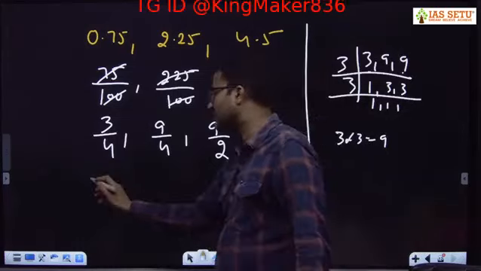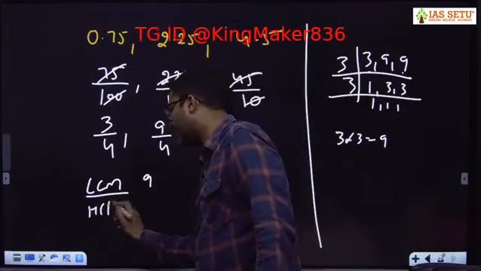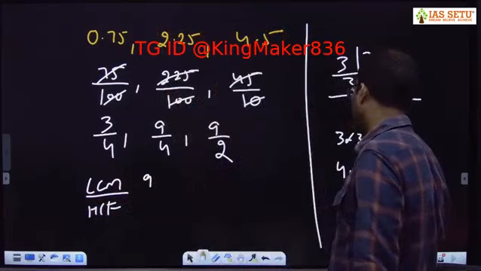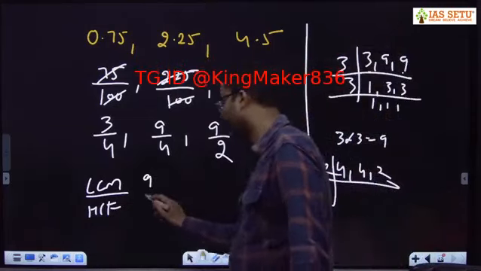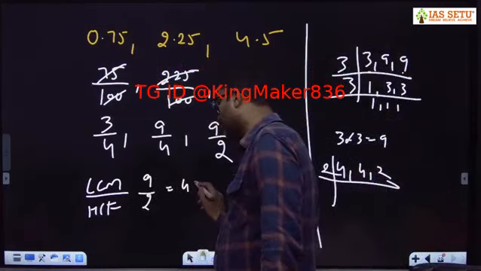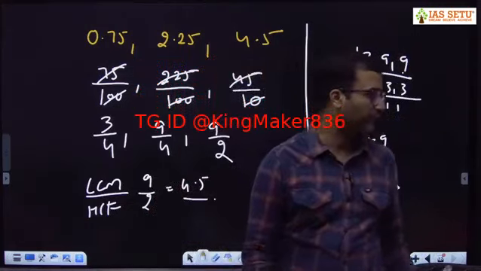So what is LCM of numerator? 9. What is HCF of denominator? HCF of 4, 4, 2. 2. What is common in all these numbers? 2. So your answer is 9 by 2 or 4.5. You try.